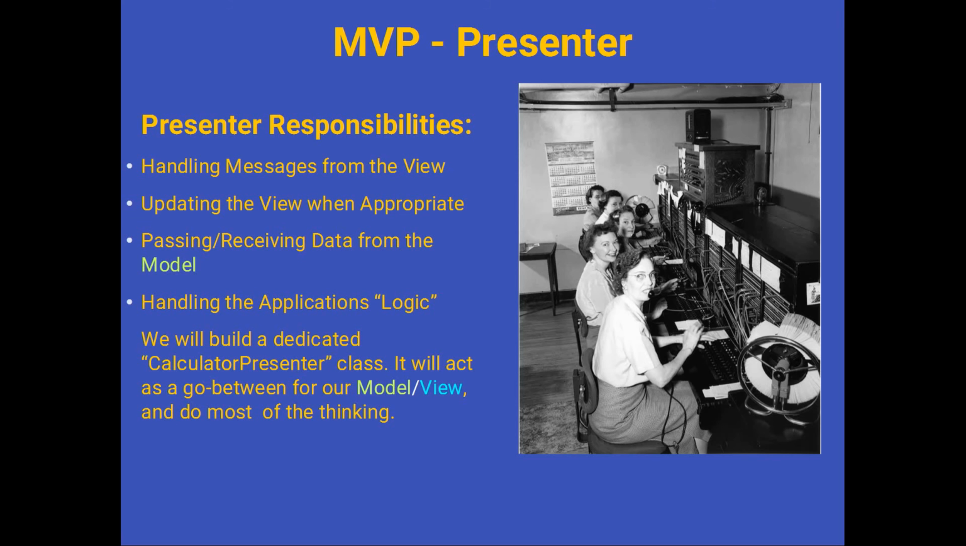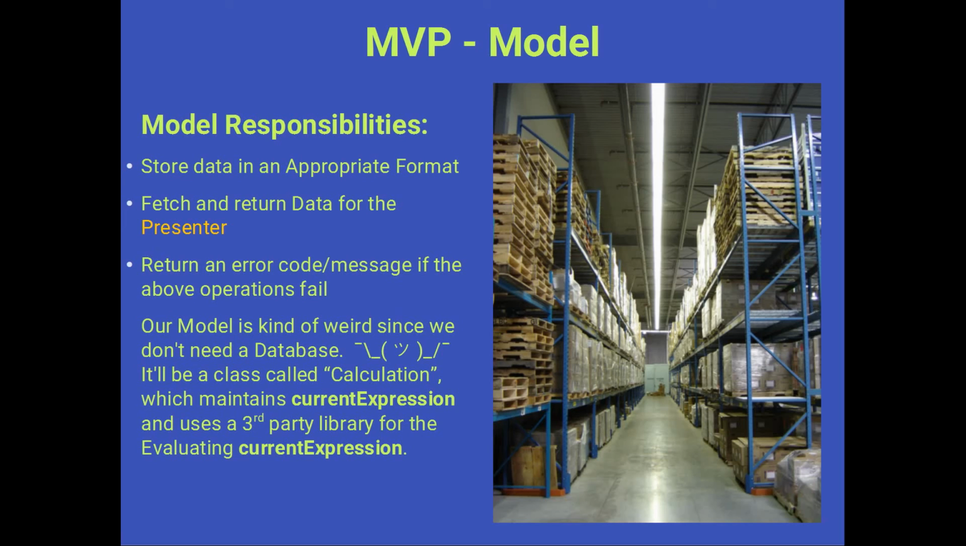So the last part of the model view presenter architecture is the model. So what does the model do? It basically stores data in an appropriate format, and it also fetches and forwards that data to the presenter when the presenter asks for it. The only other thing it really does, and it's almost not even worth including this, but it's going to obviously tell the presenter, hey, this write operation failed, or hey, I didn't find what you were looking for, but it's not going to do anything beyond that. It's the presenter's job, again, to interpret that error code or error message.